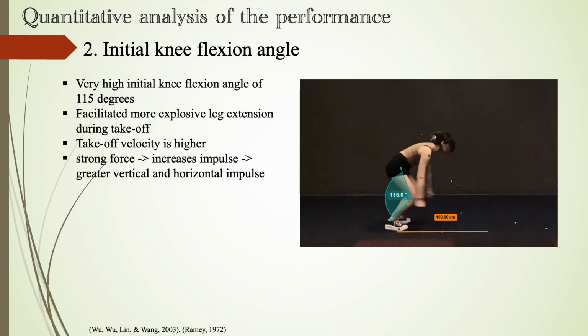In my jump performance, I used a really high initial knee flexion angle of 115 degrees. This knee angle had a really good impact on my jump performance. My high knee flexion angle facilitated a more explosive leg extension during takeoff. As a result, my takeoff velocity was higher. This is because the greater the knee bend, the more potential energy I store, and upon release, this energy translated into a higher takeoff velocity. This combination of higher force and increased time produced both a greater vertical and horizontal impulse.